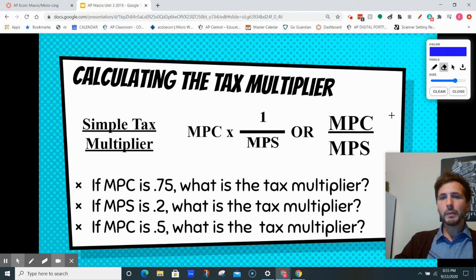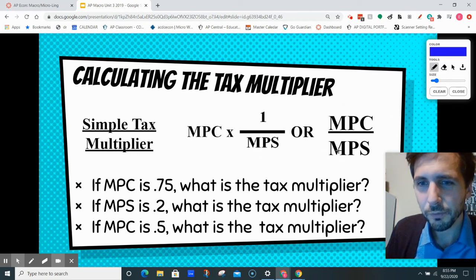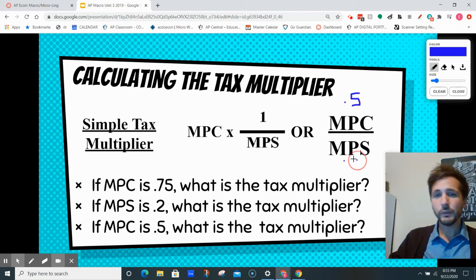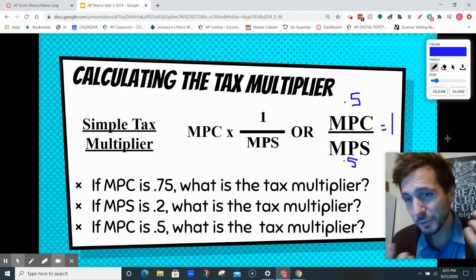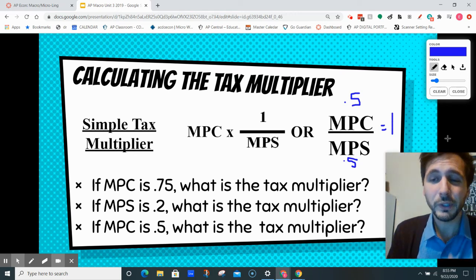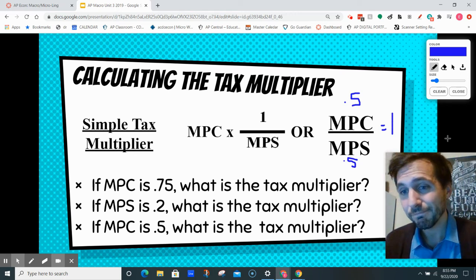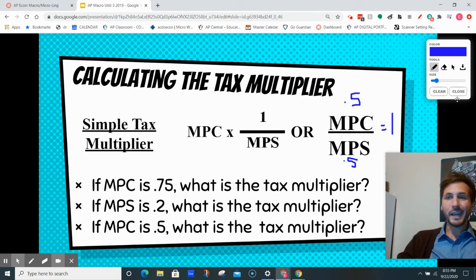What if my MPC is 0.5? Well, if MPC is 0.5, then MPS must be 0.5, which means my tax multiplier is 1, which means I don't have a multiplied impact at all. If I decrease taxes by 100 billion, it's going to have a $100 billion impact on GDP. Okay? So that's how it works. That's the tax multiplier. Not so bad.